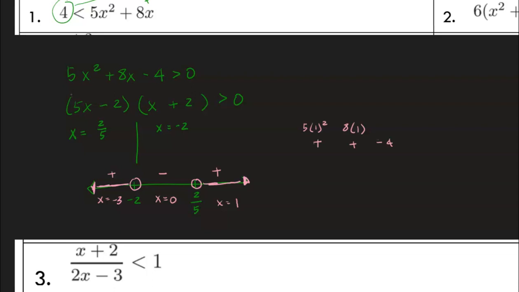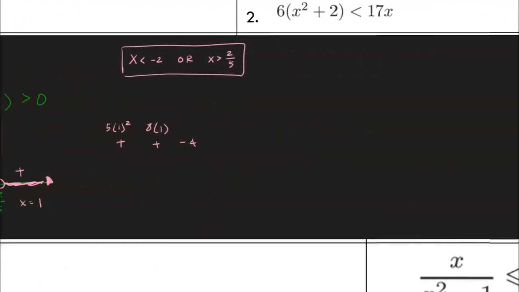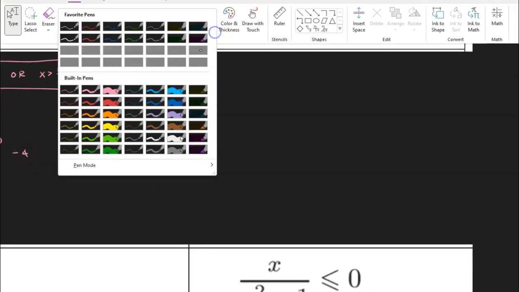So the answer to this is going to be x is less than -2, or x is greater than 2/5, because it starts over here and goes in that direction. So it's going to be less than -2, and it starts at 2/5, and it's all the numbers that are greater than. Okay, good job.